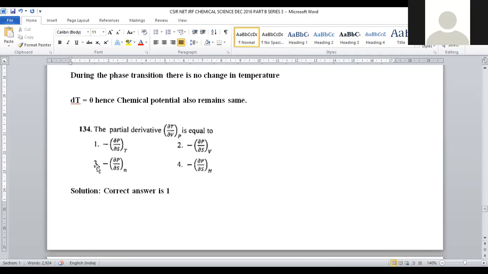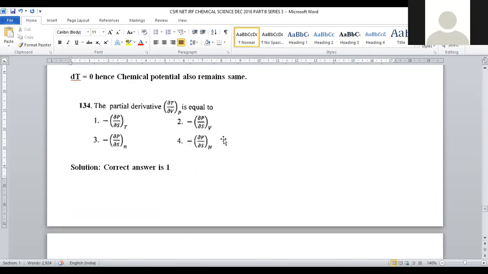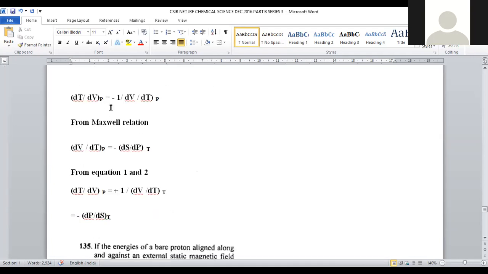Let us move on to question number 134. The partial derivative dT by dV at constant P is equal to, what is the equation we have to get? Right, the equation is dT by dV is equal to minus 1 by dV by dT. So this is the relation.